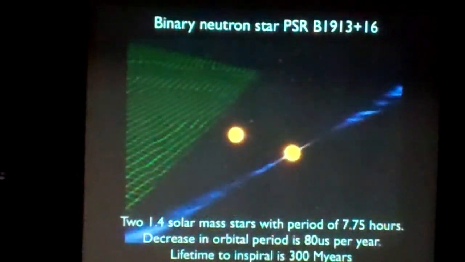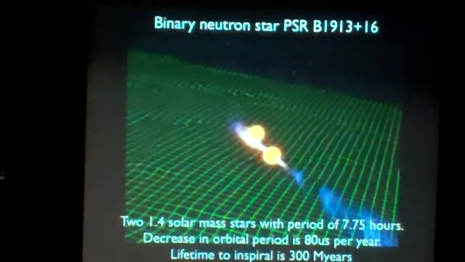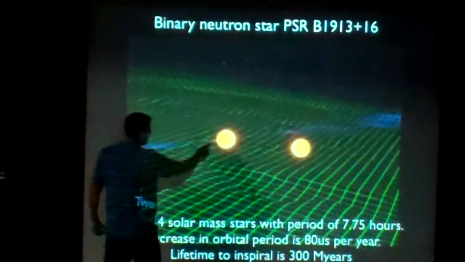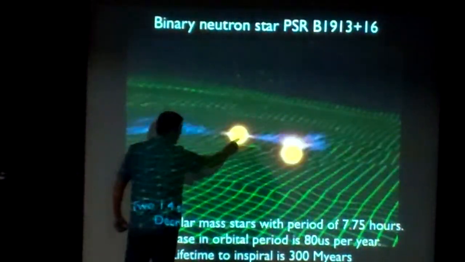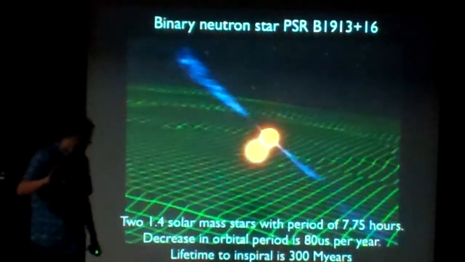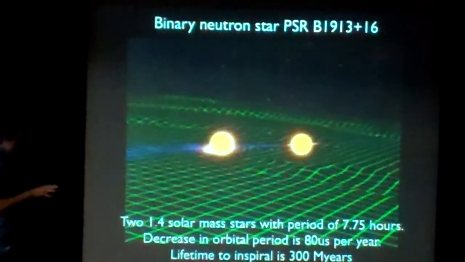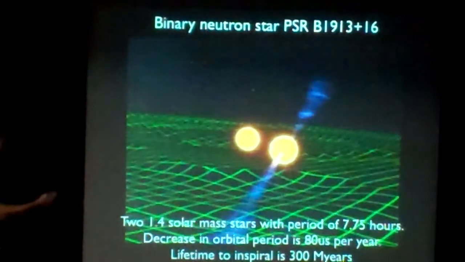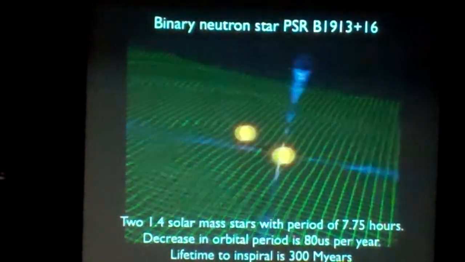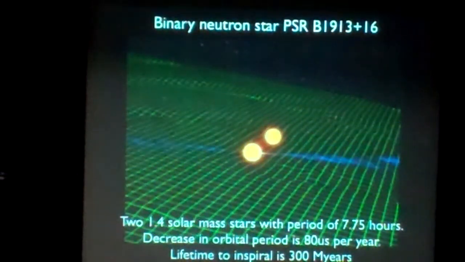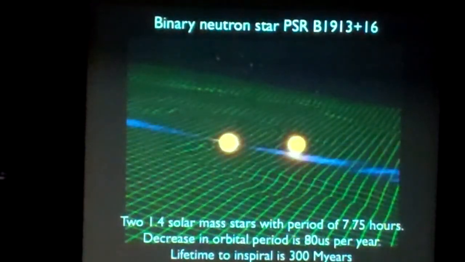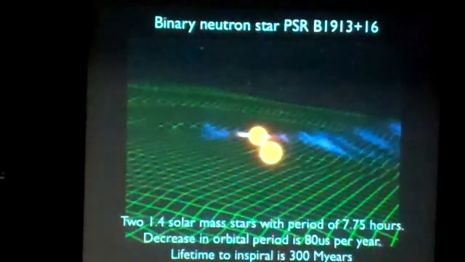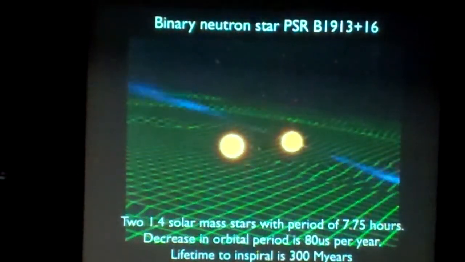So Hulse and Taylor observed this system of neutron stars, and they were able to observe it because one of the neutron stars was spinning and emitting radio waves. So you guys know what type of neutron star that's called? Pulsar. Right. Yeah. So they saw this pulsar, and they were able to see the radio waves being emitted from it. And using the Doppler effect and the timing period, they were able to determine all of the orbital parameters for this orbit. And they watched it.